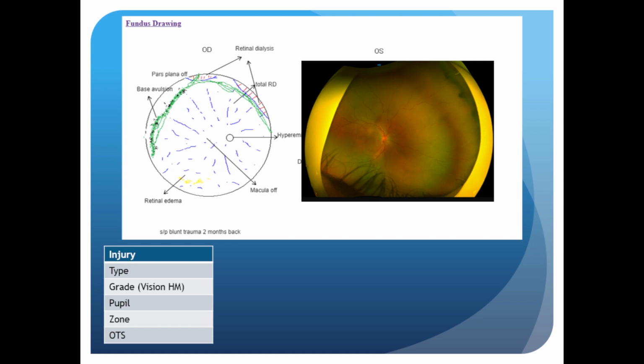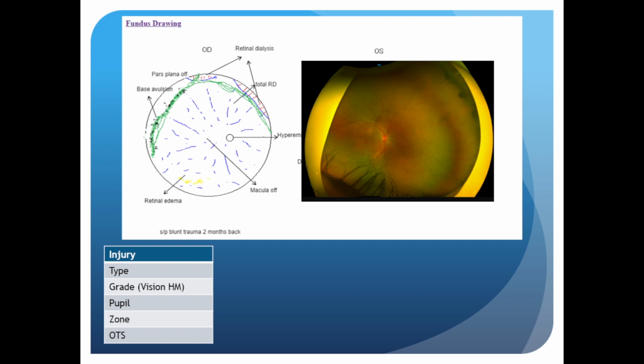Grade is based on the vision. Sorry, you're telling the zone. The type is closed globe injury. What are the types of closed globe injury? It is contusion, lamellar laceration, superficial foreign body, and mixed. So of this, what is this? This is contusion. Okay.